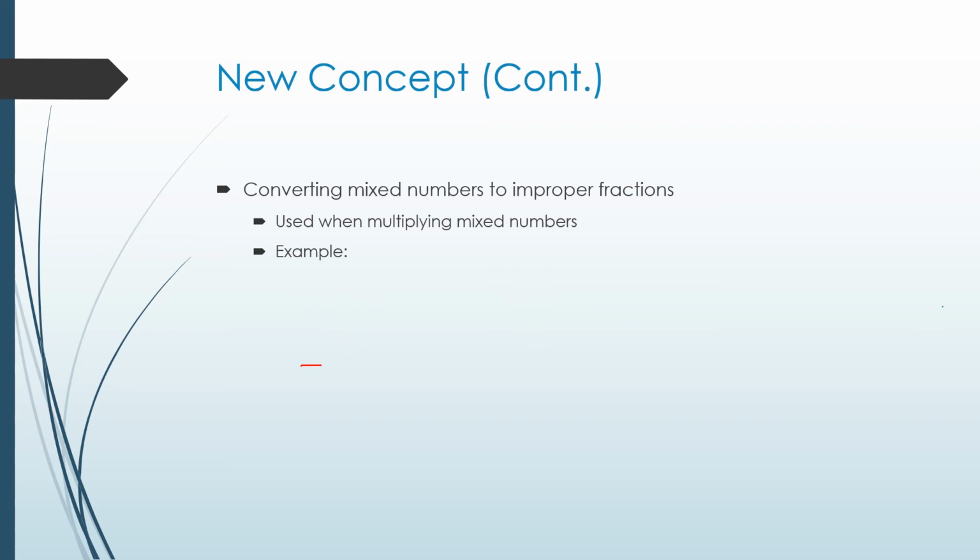Show you another one. Say we had 3 6/7. So we're going to multiply our whole number and our denominator. 3 times 7 is 21, and then we're going to add 6. So 21 plus 6 would be 27, and we keep the same denominator, 7, 27/7.